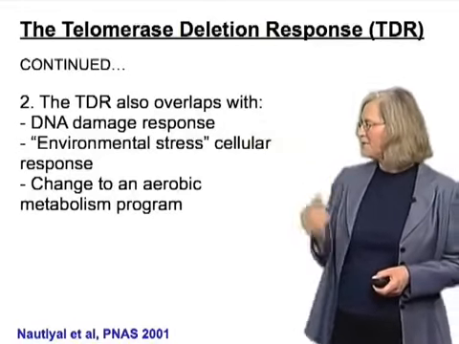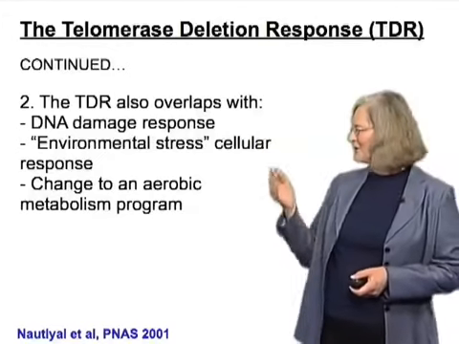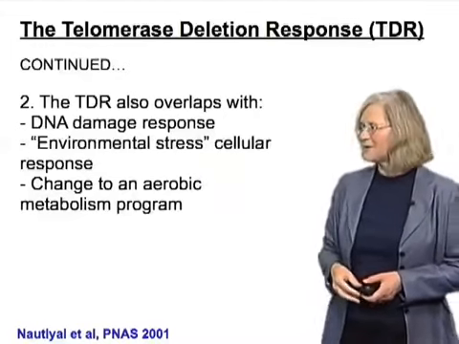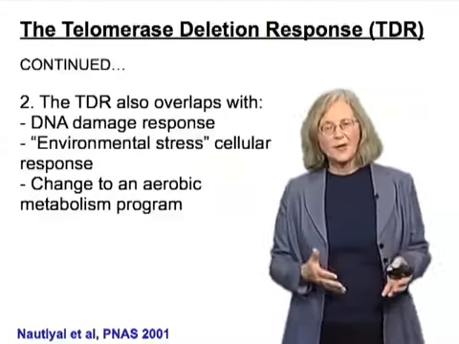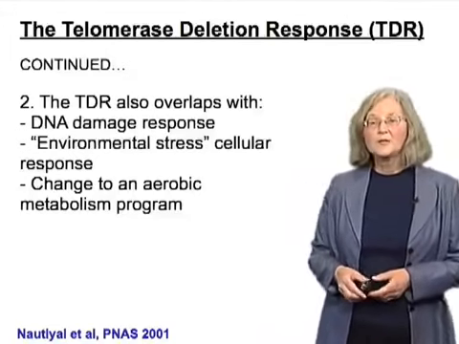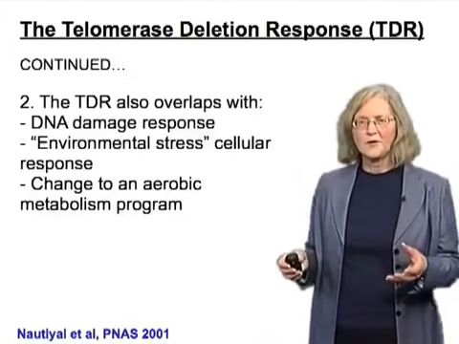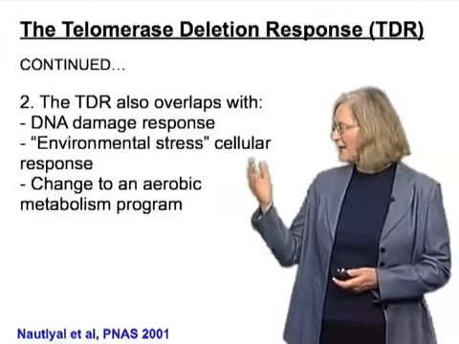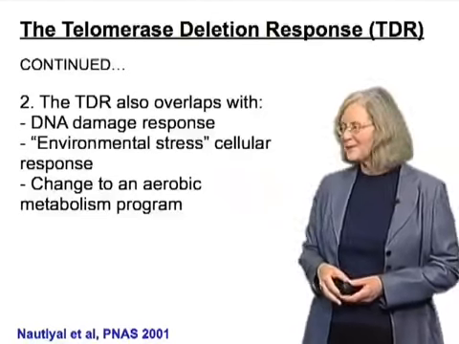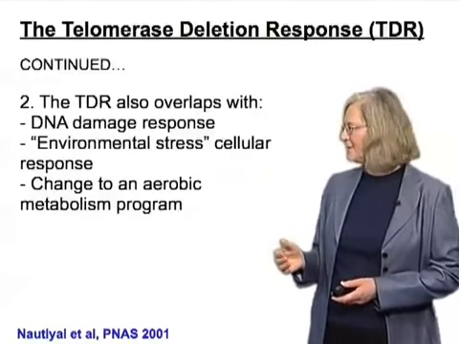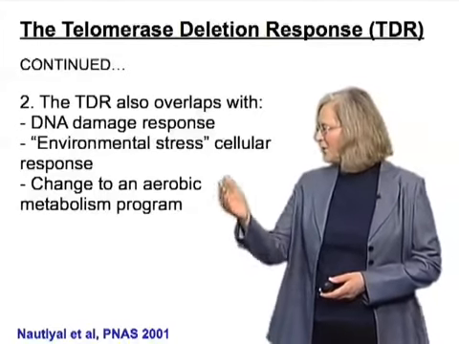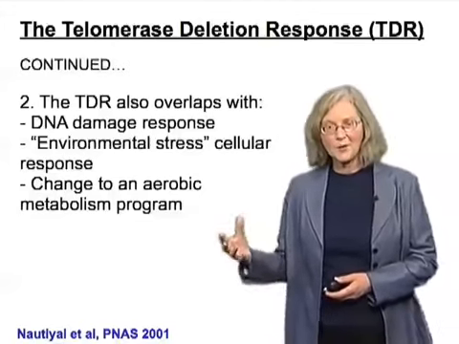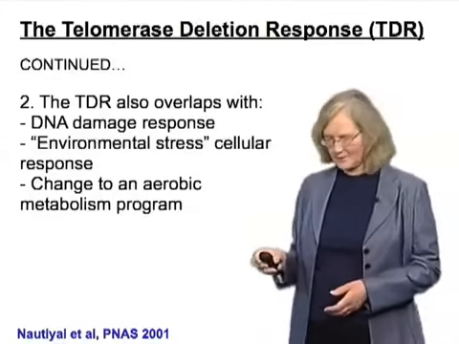At senescence, we see a damage response. What was very intriguing was that we also saw other things. We saw what's called an environmental stress cellular response. This is a common set of genes that are upregulated and downregulated in response to various insults, chemical insults of various kinds. This is called the environmental stress response, and we saw that response occurring particularly at senescence. And there was a change to an aerobic metabolism program, and indeed we found that the number of mitochondria at senescence went up enormously. Very intriguing observations, not expected.